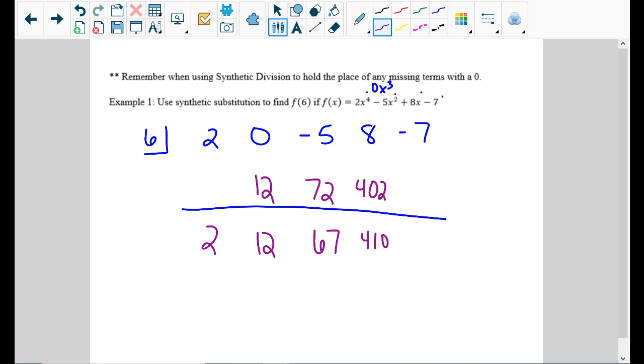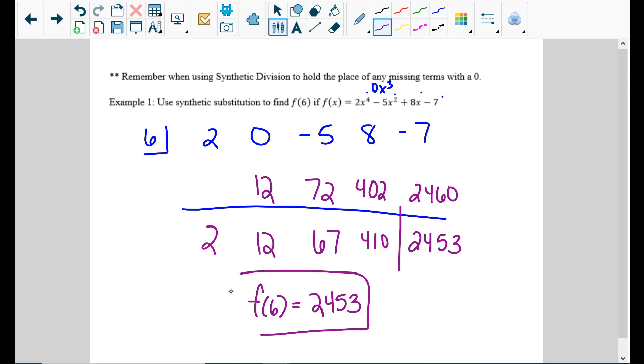410 times 6 gives me 2460. And subtract that by 7, and it gives me 2453 as my remainder. So f of 6 is equivalent to 2453. When I plug in 6 in for x in that expression, 2453.